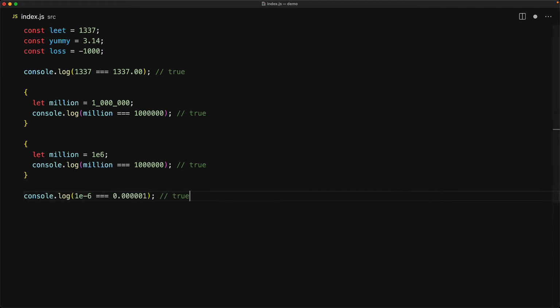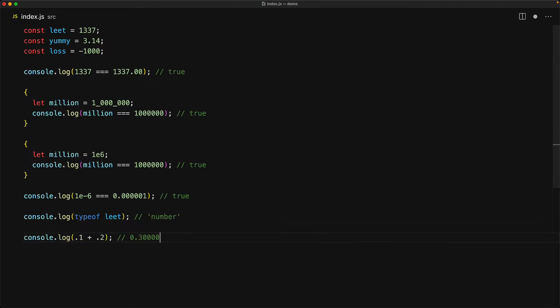We can actually provide a negative value after E as well, and that will move the decimal point towards the left. So here we are saying that starting with 1, move it 6 times towards the left, giving us 0.000001, that is 5 zeros and 1. Similar to other primitive types, the typeof operator also works with numbers, and when you apply it to a number value, it returns the string "number".